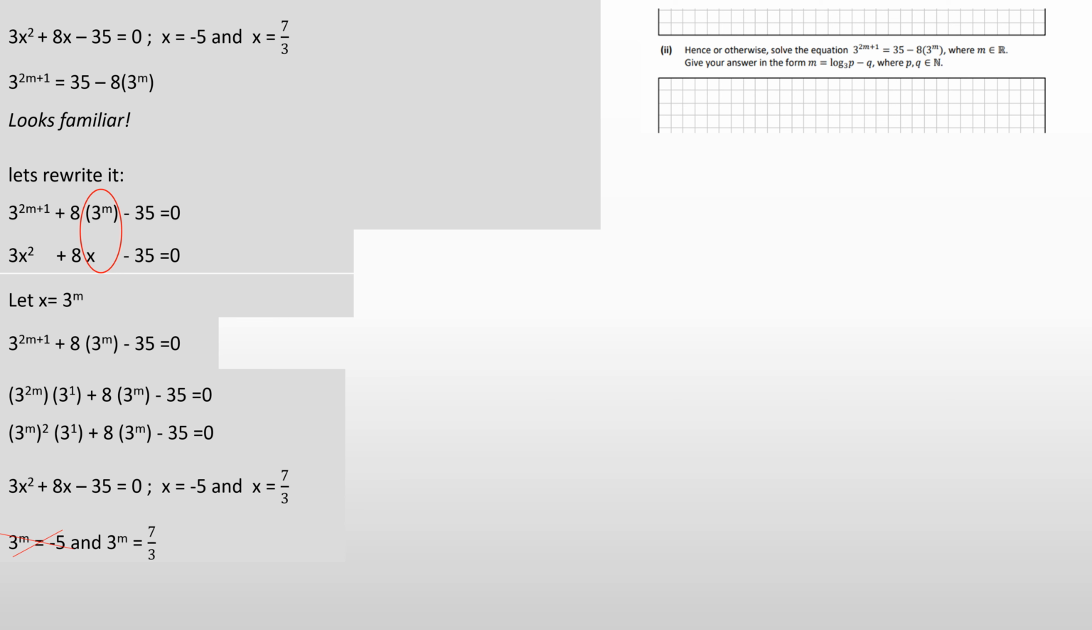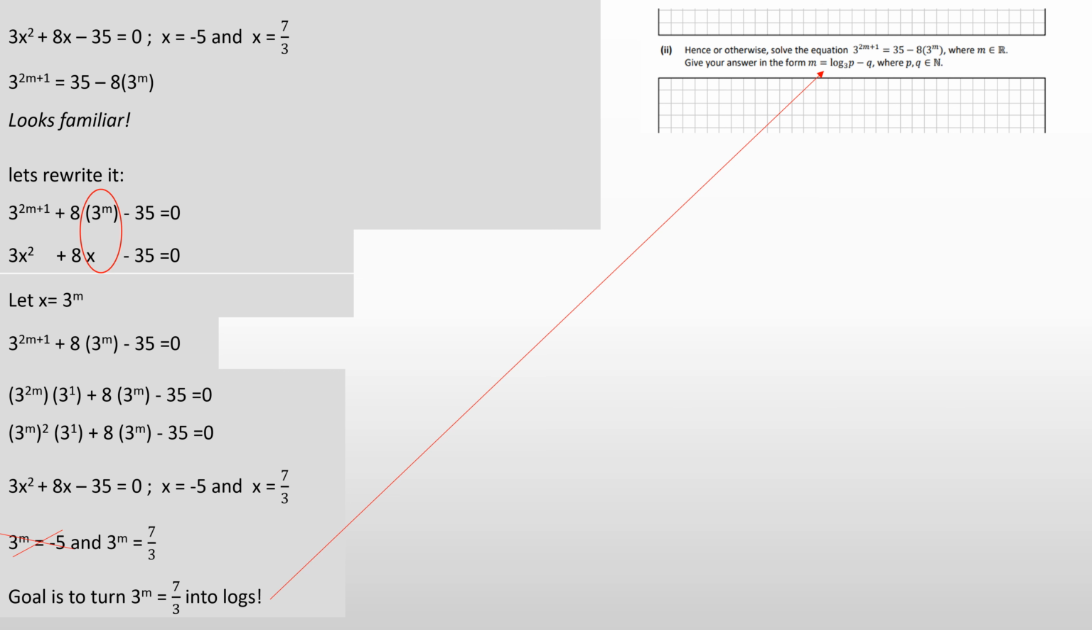So now the goal is, we want to turn this into logs. As you can see there, they want the answer in terms of m equals log 3 of p minus q. So they want the answer in logs. So that's the goal. So our goal here is to turn the indices that we have, 3 to the power of m equals 7 over 3, to logs. So that's the goal.